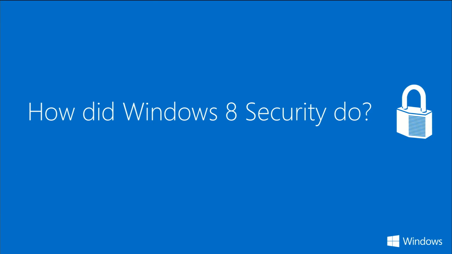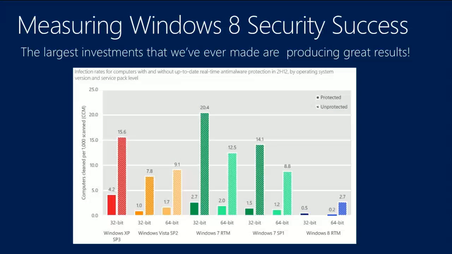So let's kind of add it all up, and let's talk about how Windows 8 security did. When it comes to malware resistance, we had some pretty awesome results. So this is from a report we do. The Trustworthy Computing Group at Microsoft does a quarterly report called the Security Intelligence Report. Version 14 was released in April. And this basically shows how secure Windows 8 is compared to other versions.